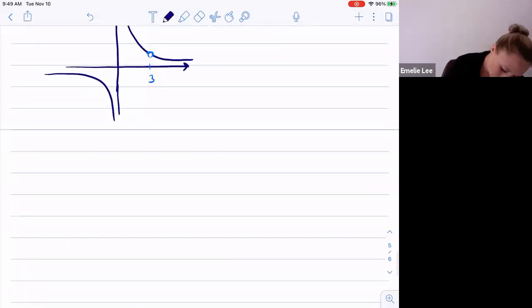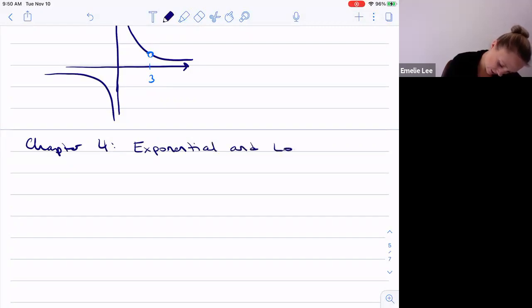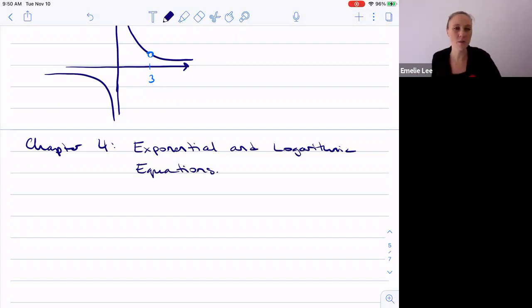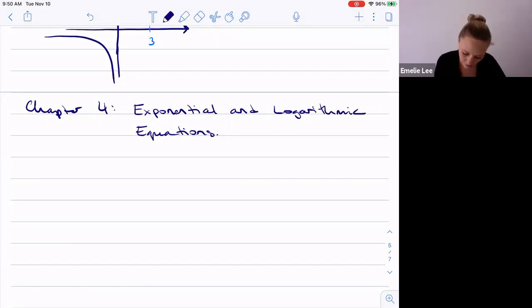So, chapter 4, if there are no qualms, is on exponential and logarithmic equations. Okay. Exponents and logs. Oh, I guess I should write logarithmic. There's an I in there too. Not obvious. There.